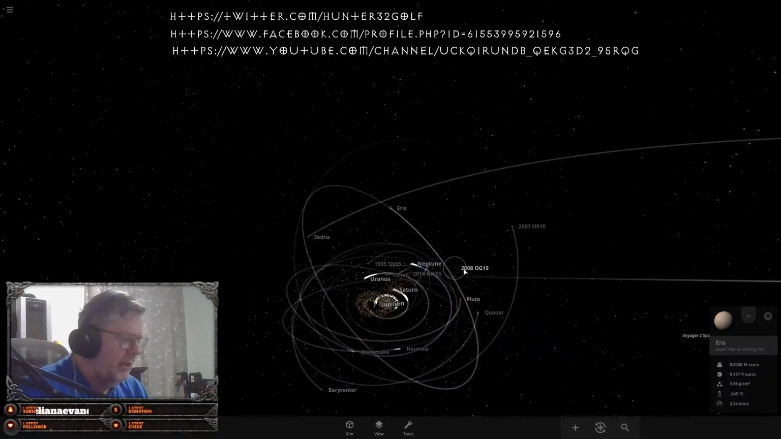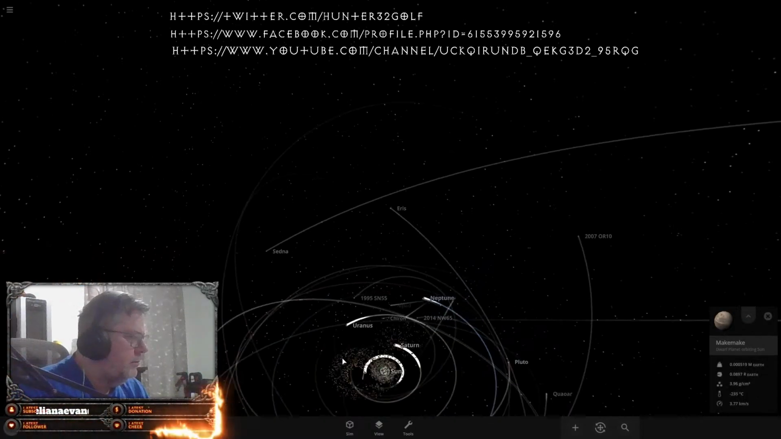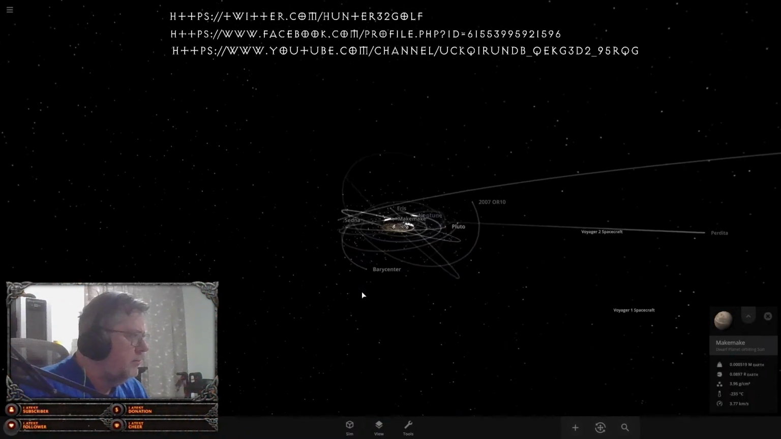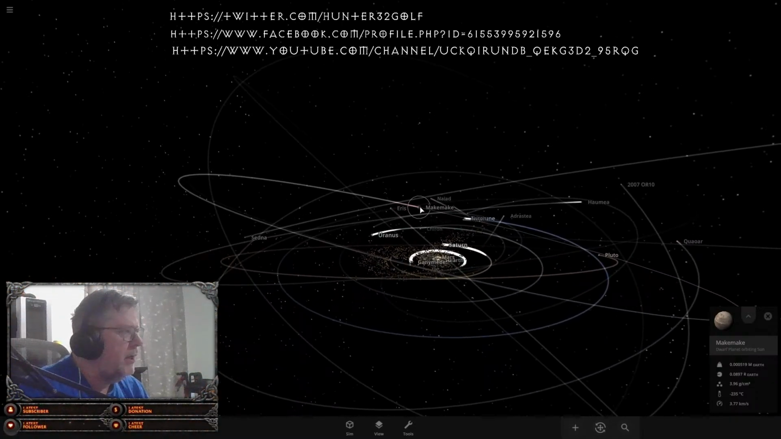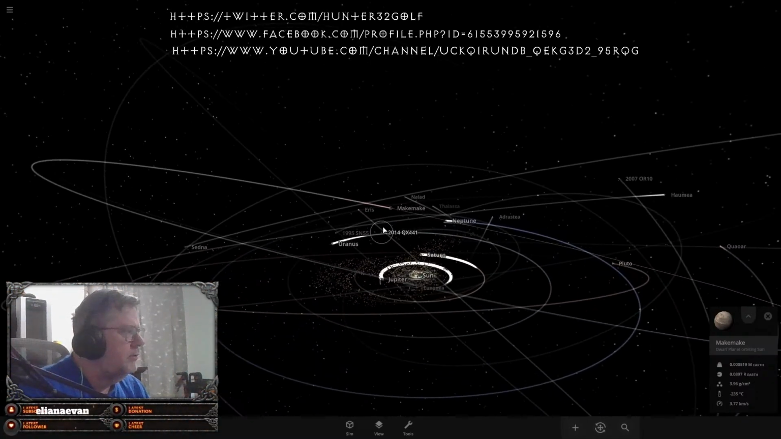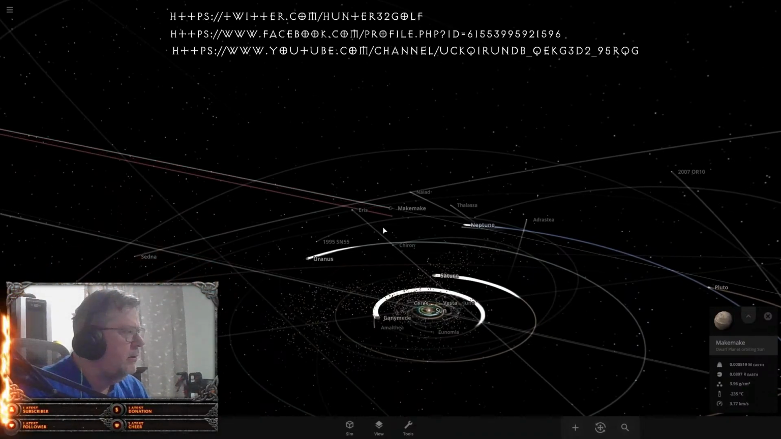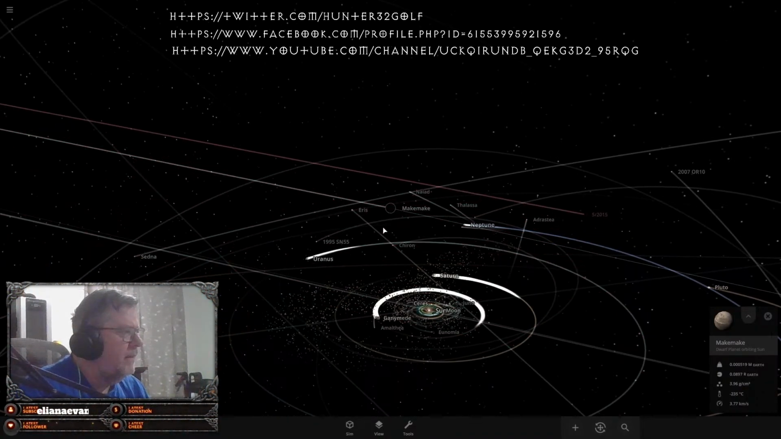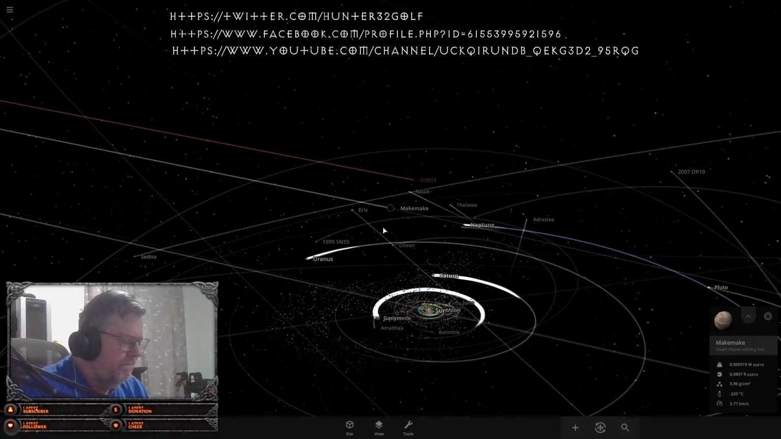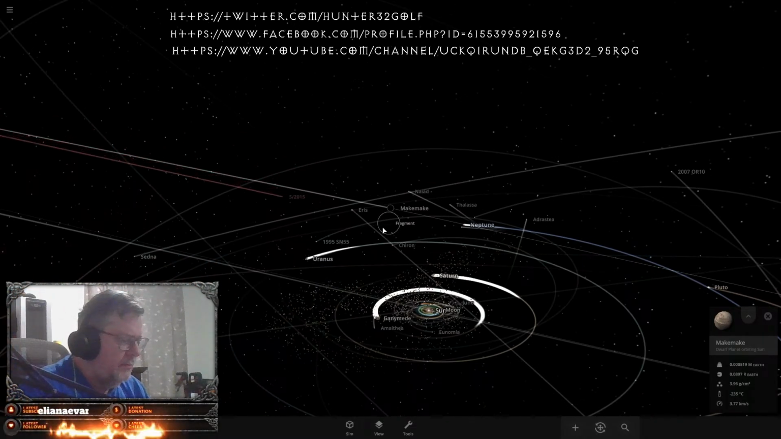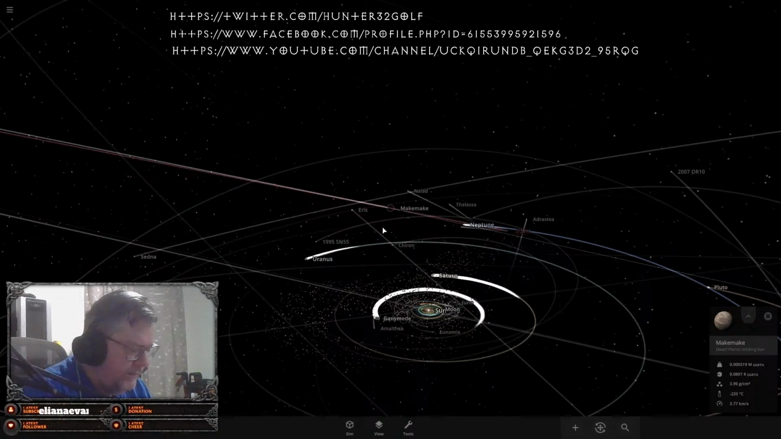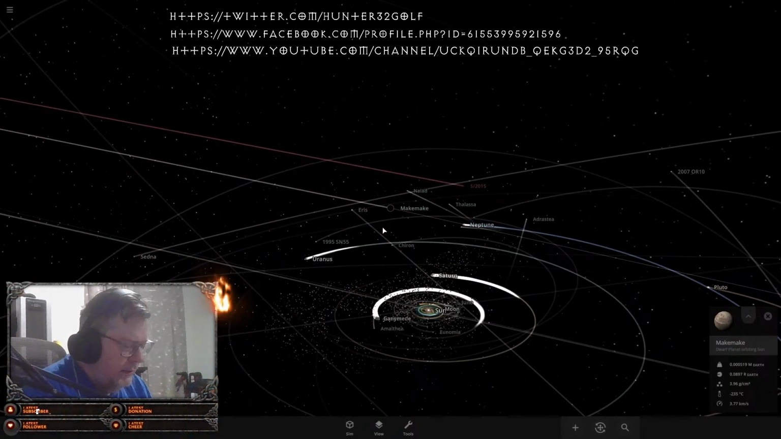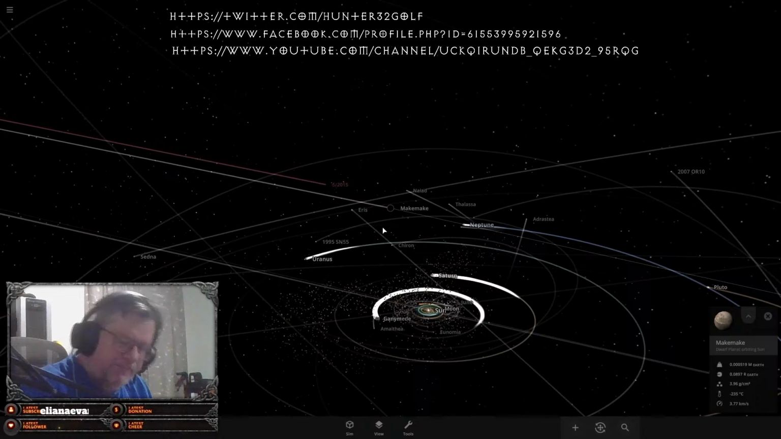The next dwarf planet is Makemake, right here. Oh, come on. Come on, Makemake, right here. So we can zoom in to Makemake, and you can see that it has a moon. The name of the moon, they haven't named the moon yet. I messed up.